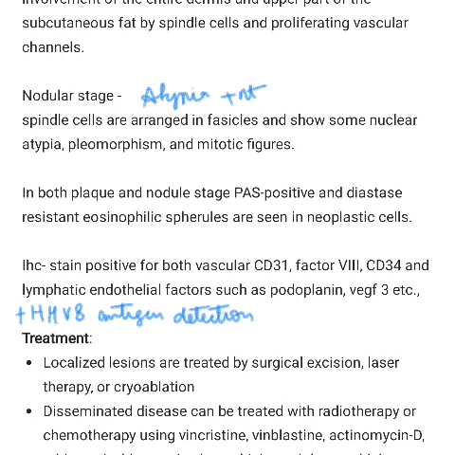The next mode of investigation is immunohistochemistry, where we can see stains positive for both vascular markers, CD31, factor 8, CD34, and lymphatic endothelial markers such as podoplanin and vascular endothelial growth factor receptor 3. Another test is HHV8 antigen detection. So the three main investigation choices are HPE, immunohistochemistry and HHV8 antigen detection.